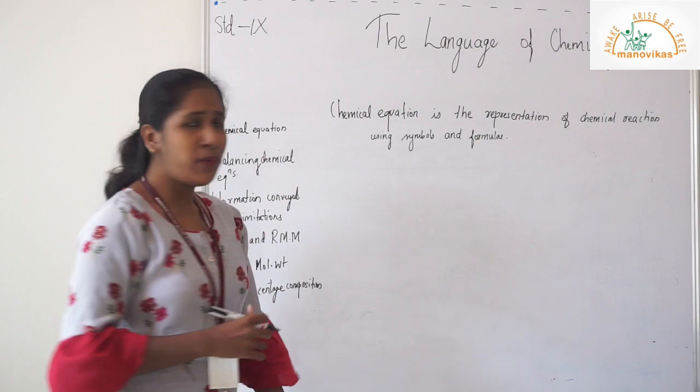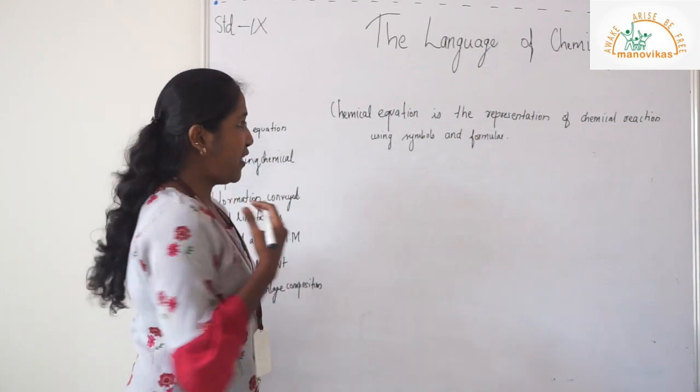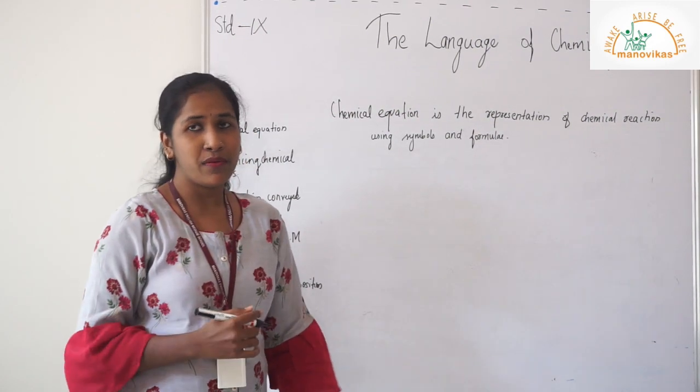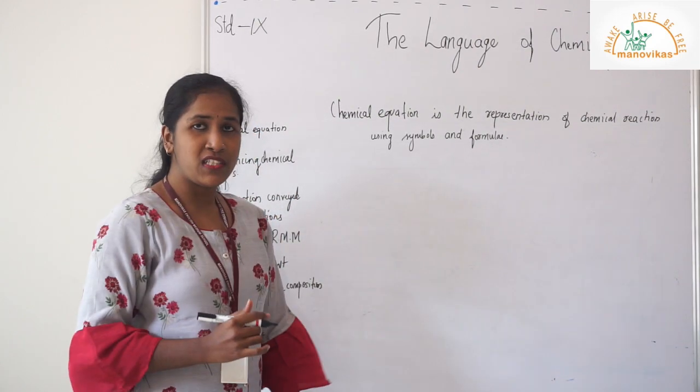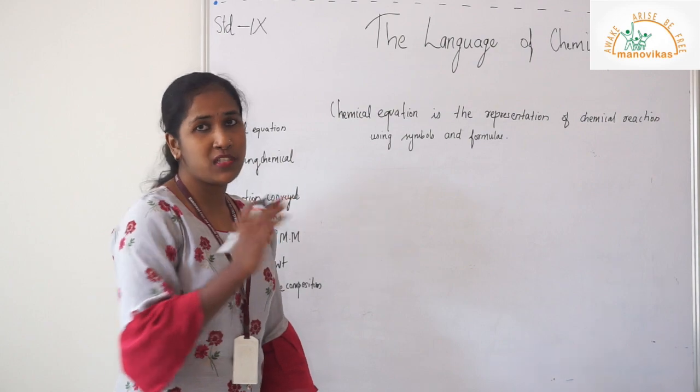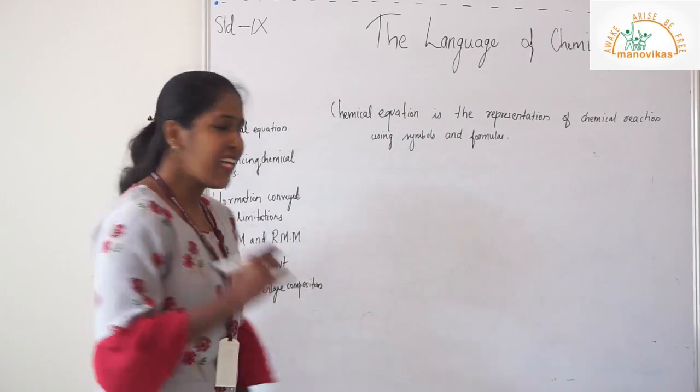Now in this chemical equation we have two parts. One is left hand side and one is right hand side. Reactants are always written to the left hand side and products are always written to the right hand side. So let's take an example.